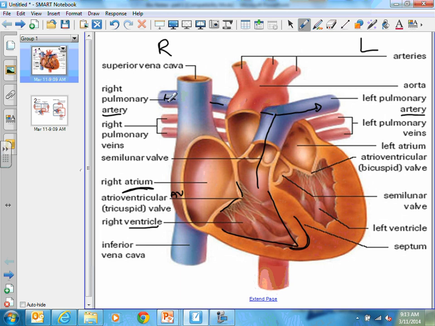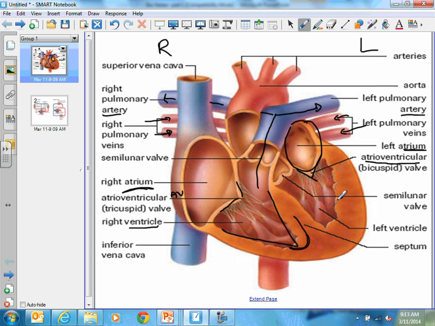Okay, remember that veins always bring blood towards the heart. So once it's gone to the lungs and collected all this oxygen, then it travels back through the pulmonary veins, the right and left pulmonary veins. These veins all merge into this chamber, which is your left atrium. So remember, atrium, always blood enters, right? Alphabetically, atrium first, then ventricle. Here's another AV valve, atrioventricular valve.